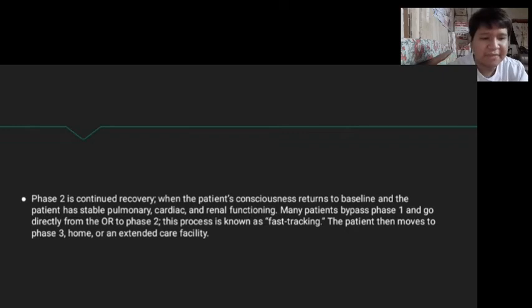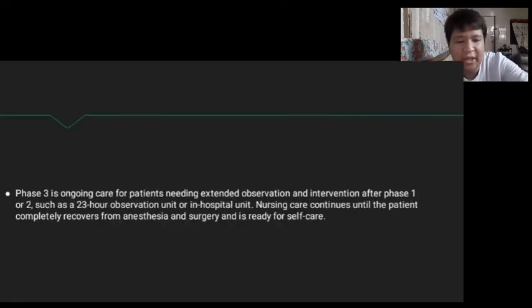Many patients bypass phase 1 and go directly from the OR to phase 2, a process known as fast tracking. Mabilis lang ang check-up to. The patient then moves to phase 3, or home na siya, to the care facility.